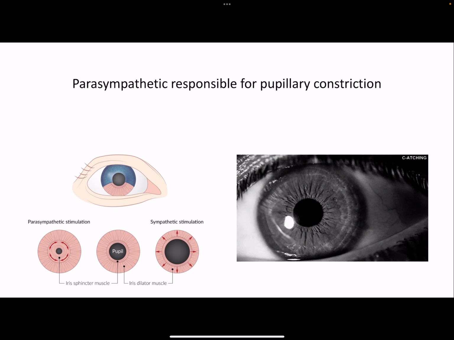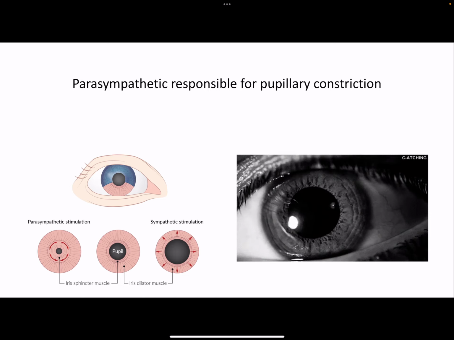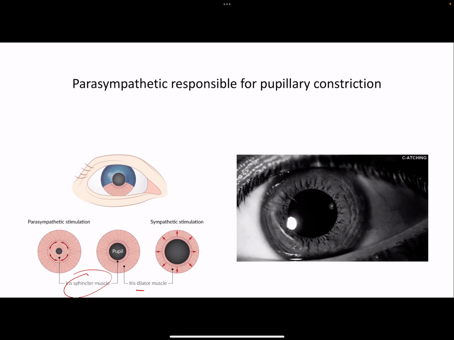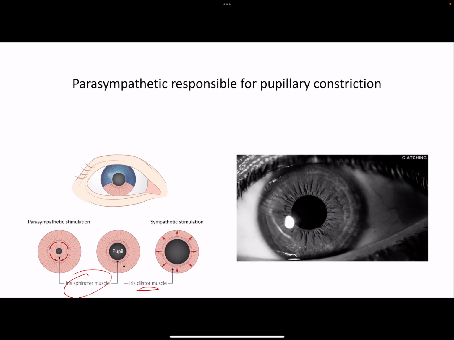We mentioned the Edinger-Westphal parasympathetic innervation on the periphery. This is going to be for pupillary constriction. These are the sphincter muscles. You also have dilator radial muscles, which are going to be sympathetic.